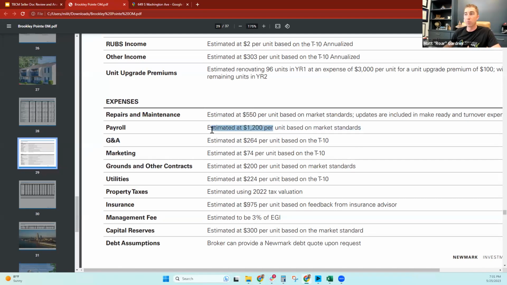Payroll is another one. I don't like to break down per unit. I think it's kind of a silly argument to break down payroll per unit, to be honest with you. I like to just look at how many people we need to run this, and what are realistic salaries to make that happen?